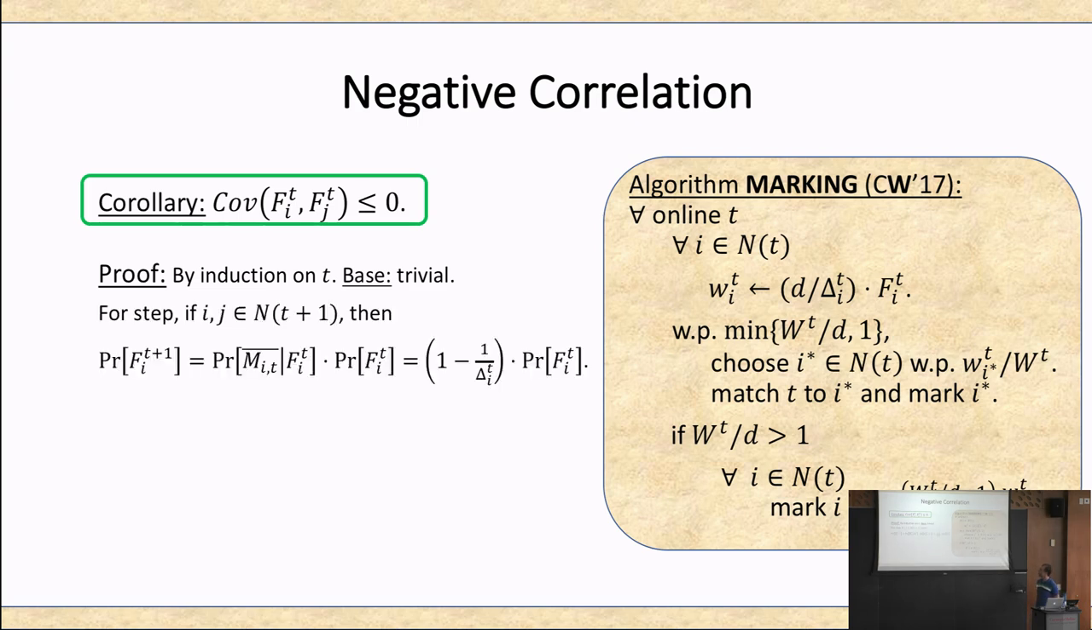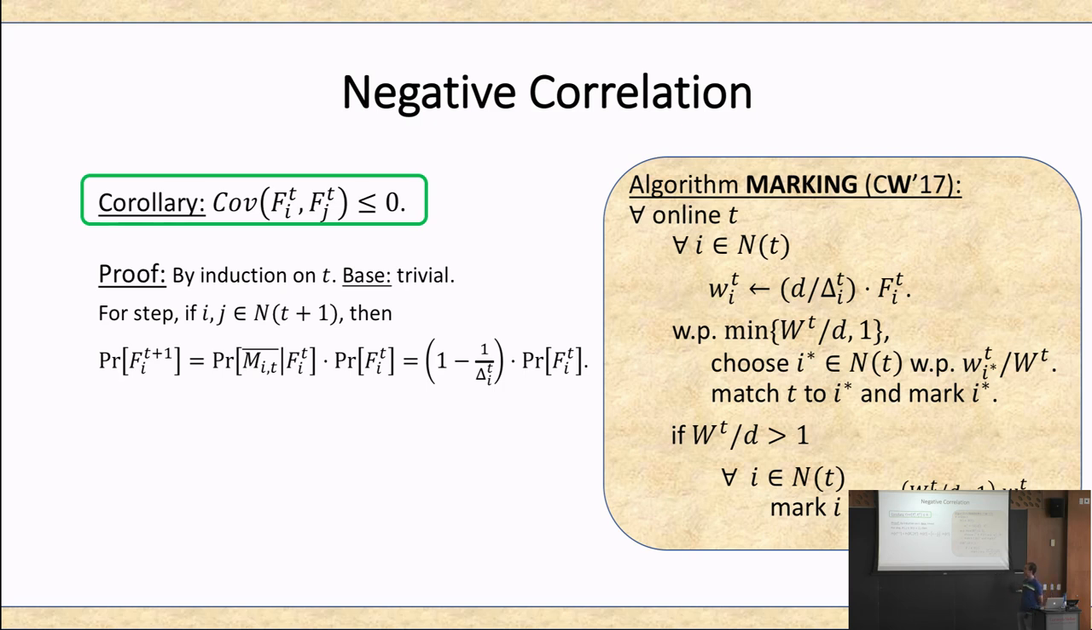Now for the inductive step, if I and J are both neighbors of online vertex T plus one, the probability of I being free after time T plus one is the probability that it wasn't marked at time T plus one and it wasn't marked before time T plus one. You may or may not remember that we computed this to be 1 minus 1 over delta_TI earlier on, and we computed the complement of this as 1 over delta_TI, so we get this, just pushing values.